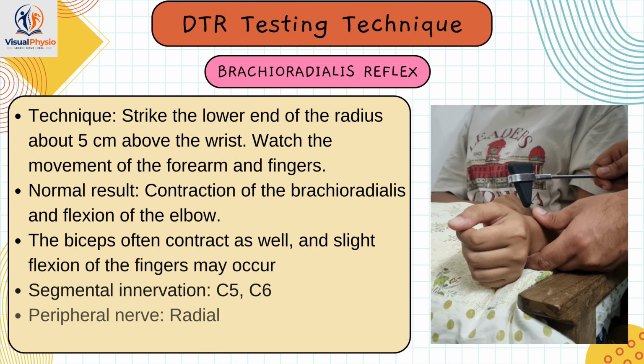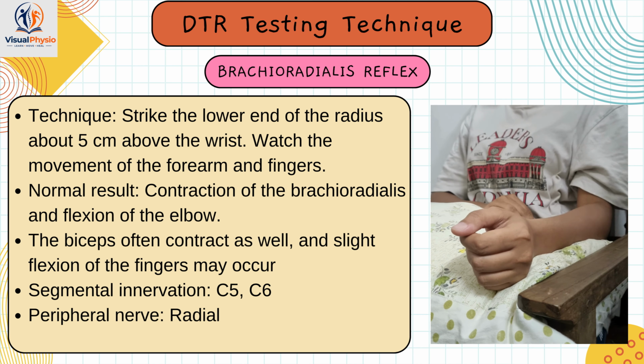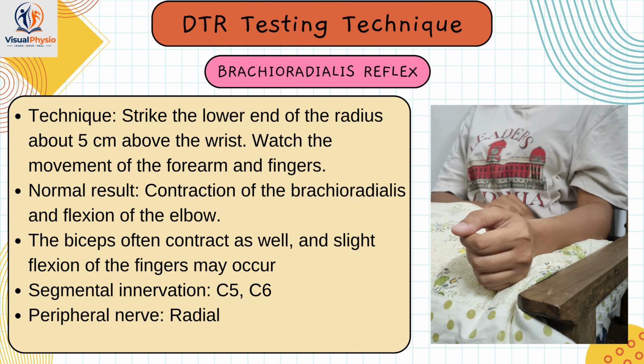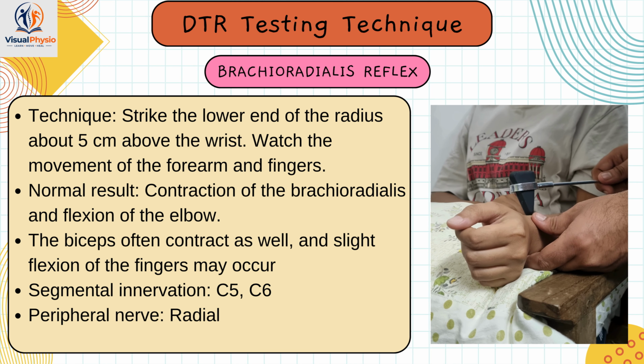Moving on to the brachioradialis reflex. Now you will strike the lower end of the radius about 5 cm above the wrist and watch the movement of the forearm and fingers.